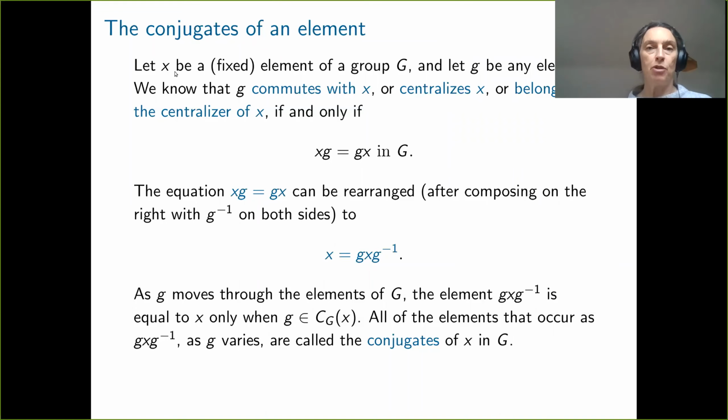So imagine that you've got some group G. You're picking an element x of G and you're concentrating on that element. And then g is just any other element of G. Okay, so x is fixed, but g is arbitrary.